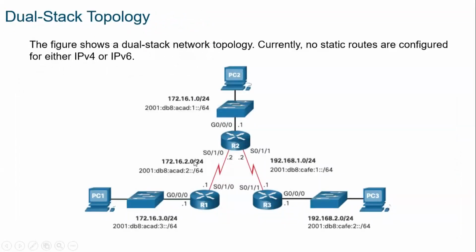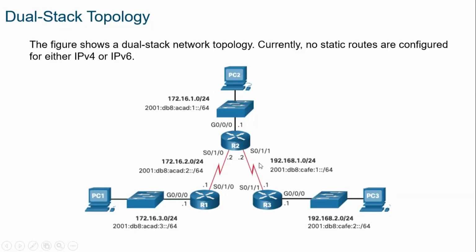So 172.16.2.2 is this interface over here. This router can ping that interface because there is a directly connected cable between this router and that router. But 192.168.1.1 over here, or 2.1 over here, there is no connection to R1. And R1 does not have a path to this network.